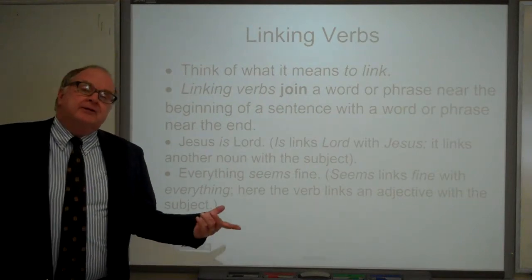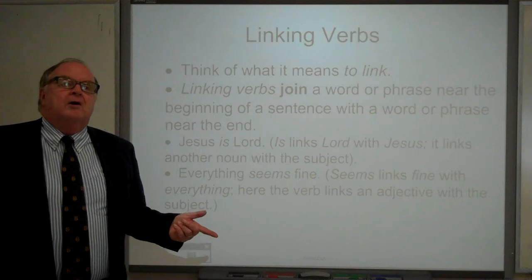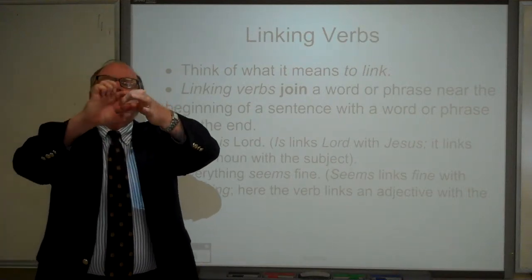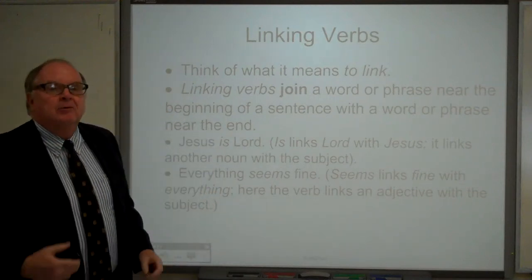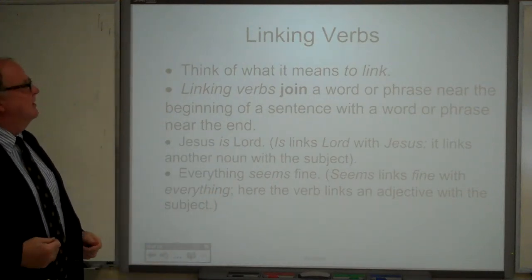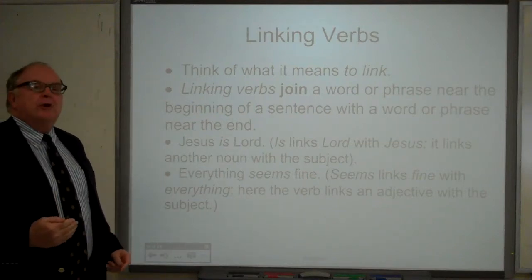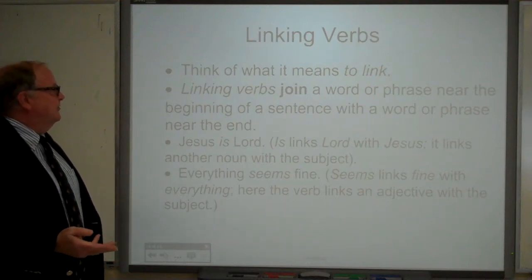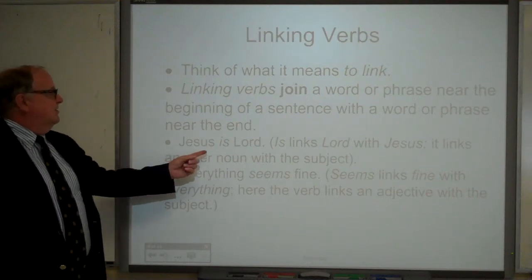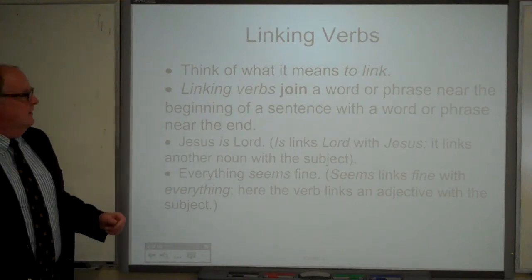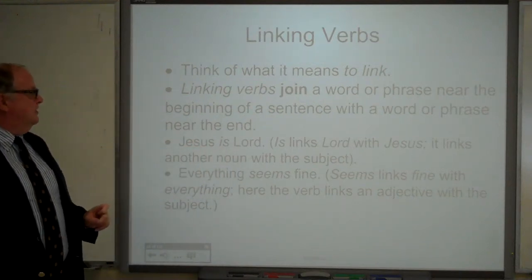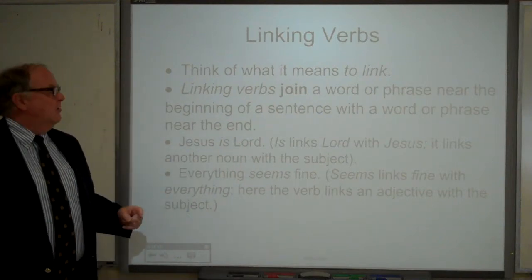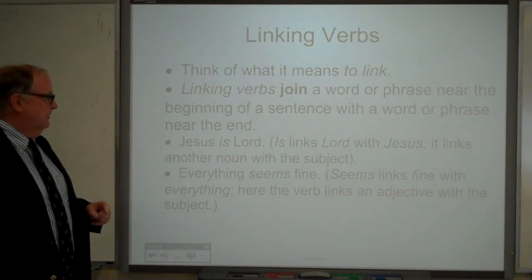Okay, another type of verb is called the linking verb. Think of what it means to link. Okay, when we link things, we join things. So, linking verbs join a word or phrase near the beginning of the sentence with a word or phrase near the end. Okay, in this sentence, Jesus is Lord. Is links Lord with Jesus. In this case, linking another noun, the noun Lord, with the subject, Jesus.